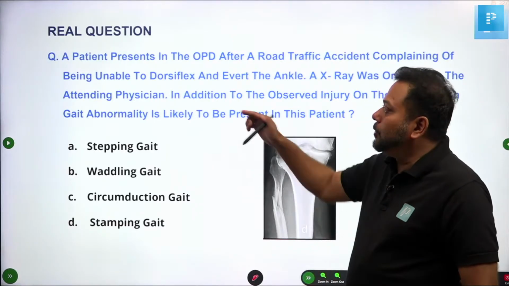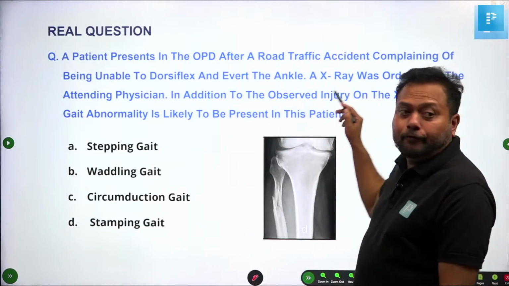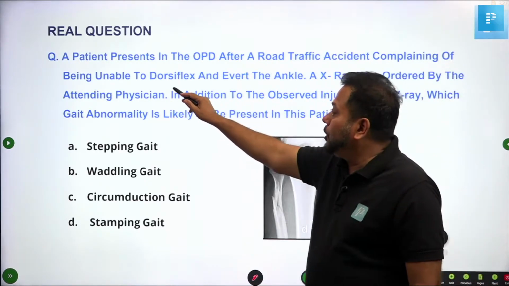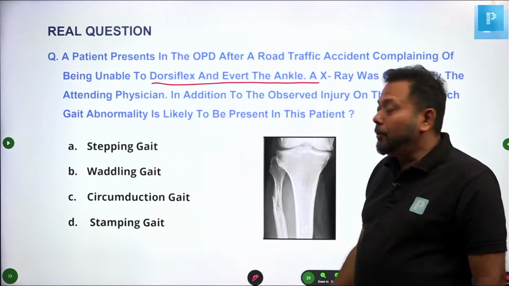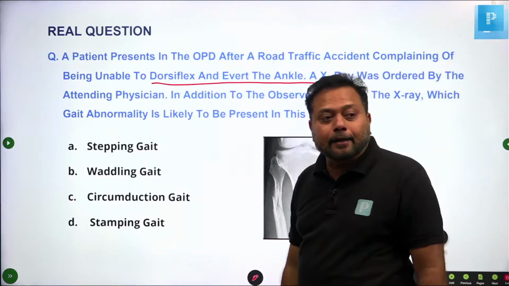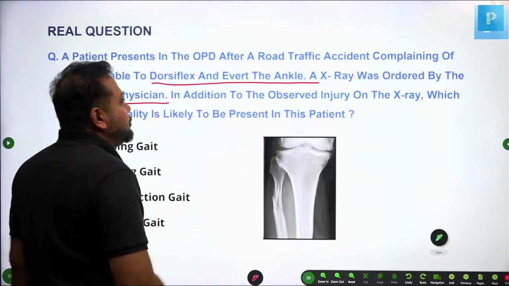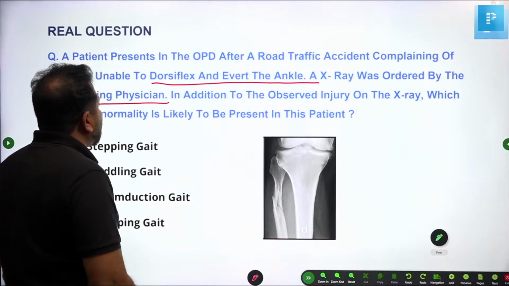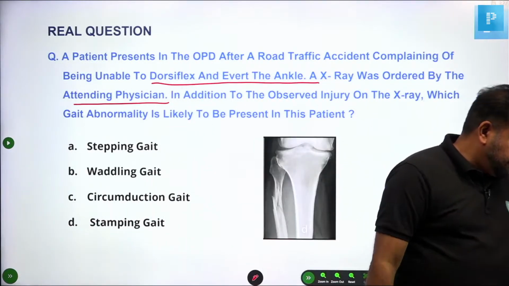Now the real question that has been asked. A patient presents in OPD after a road traffic accident complaining of being unable to dorsiflex and evert the ankle. An X-ray was ordered by the attending physician. In addition to the observed injury on the X-ray, which gait anomaly is likely to be present?